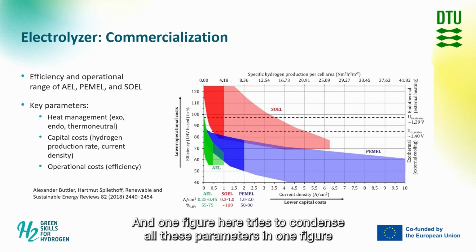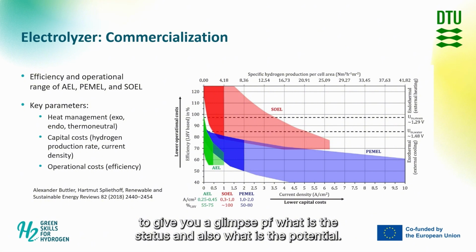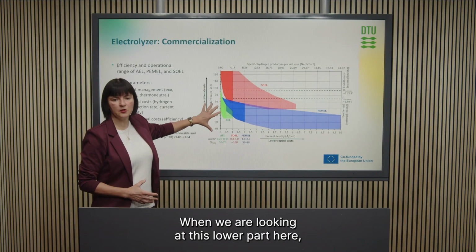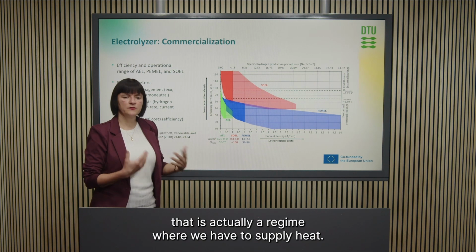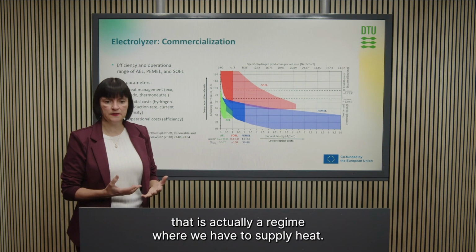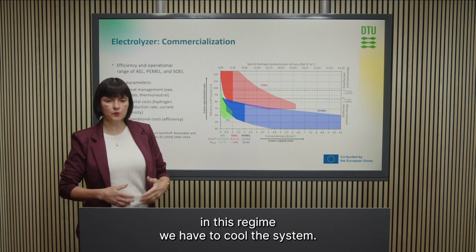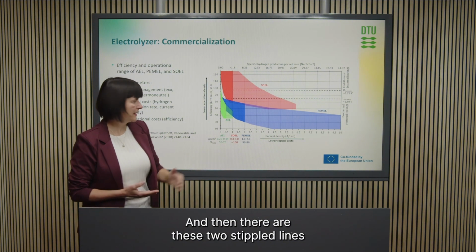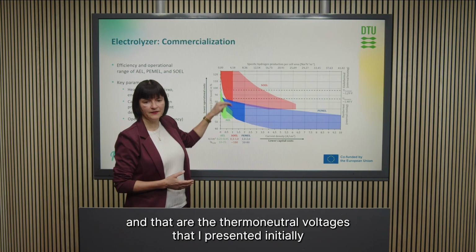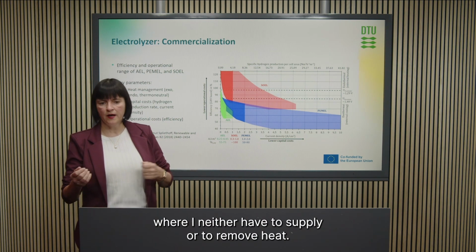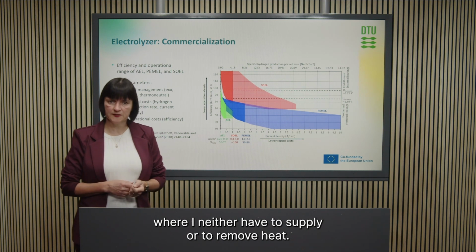And one figure here tries to condense all these parameters in one figure to give you a glimpse of what is the status and also what is the potential. And let's start with the heat. When we are looking at this lower part here, that is actually a regime where we have to supply heat. When we are operating in this regime, we have to cool the system. And then there are these two steep lines, and those are the thermoneutral voltages that I presented initially, where I neither have to supply nor to remove heat.